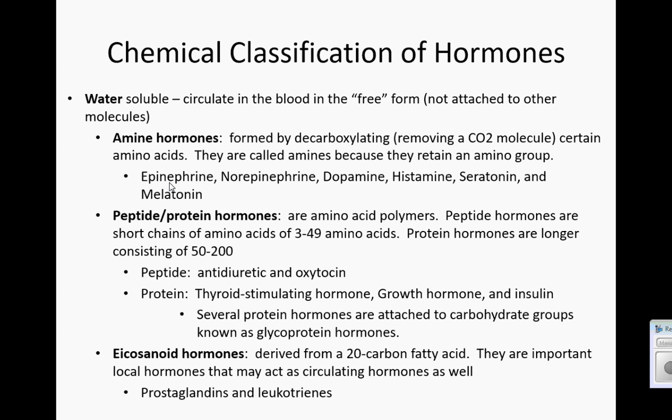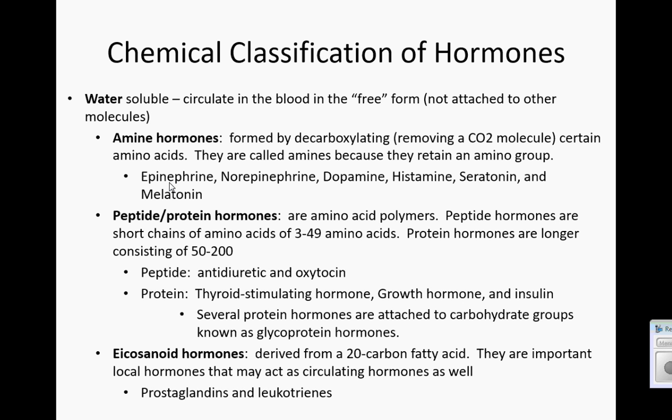The other class of hormones are the water-soluble hormones, which have no problem whatsoever traveling in a free state, which means that they don't need a protein to carry them because they don't mind the watery plasma of our blood. It includes your amines, which we form when we decarboxylate or remove a CO2 from an amino acid. We call them amines because they still have the amino group of the amino acid. Okay, this includes epinephrine, norepinephrine, dopamine, histamine, serotonin, melatonin. Some of those we've talked about before.